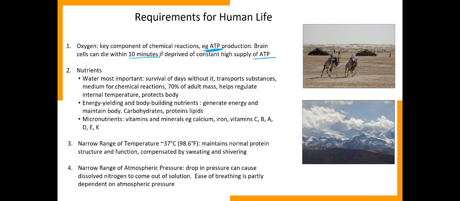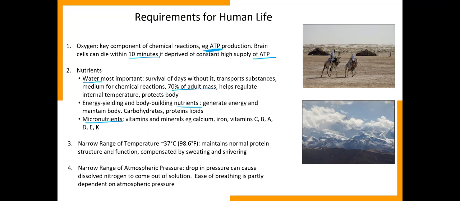We also require nutrients. Water is the most important nutrient. We can only survive days without it. Our body is made up of water. Water does a whole host of things that we'll learn in the next lecture. We also require nutrients as well as micronutrients. Micronutrients are vitamins and minerals, whereas nutrients that are not micronutrients are things that we eat. They generate energy, they maintain body processes, they help us keep healthy.